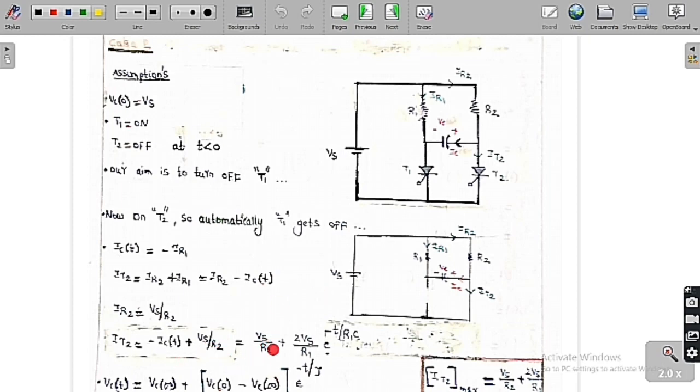So Vs by R2 plus, I want to find the value of the capacitor current. After that we are going to get this expression. So let me find the capacitor voltage first.